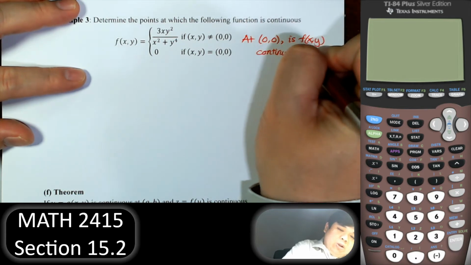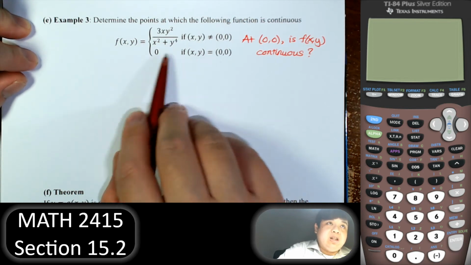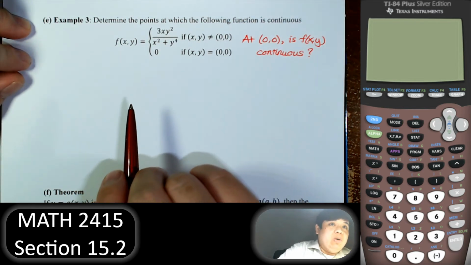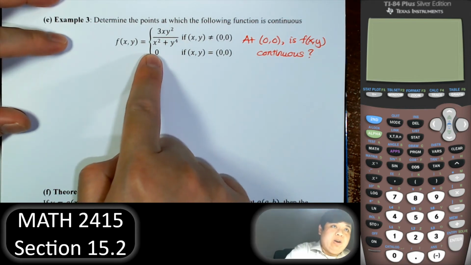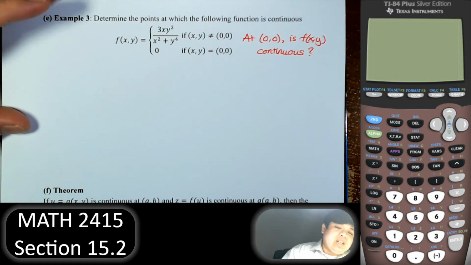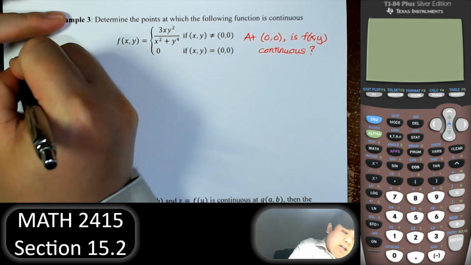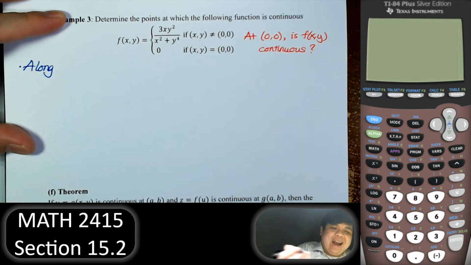So once again, continuous limit exists, the function is defined, certainly the function is defined, and they're equal. So we just need to find the limit, because if the limit exists and equals 0, then it is continuous. Otherwise, it's not. So let's take a look at different paths. Let's choose along the x-axis, y-axis, doesn't matter.